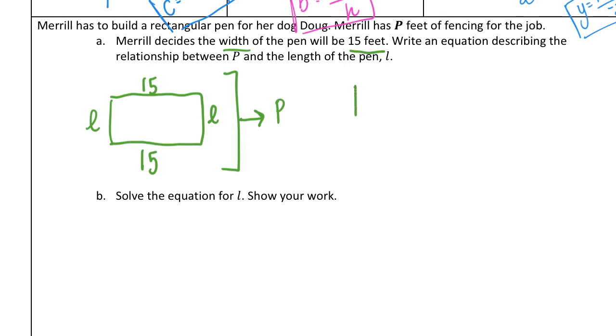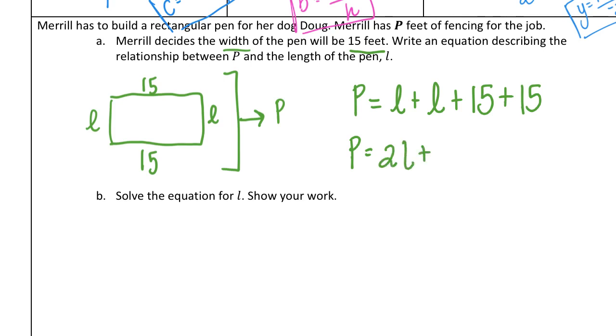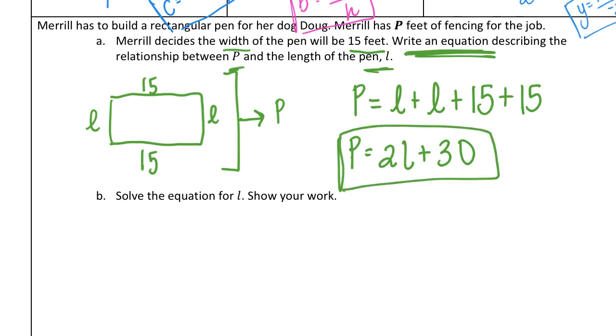So we can write an equation. The perimeter of the fence, or the amount of fencing she needs, P, is equal to L plus 15 plus L plus 15. Or, if you're able to see that quicker in your head, it's just 2L plus 30. So right there, we have just written an equation describing the relationship between P and L. P is equal to 2L plus 30.